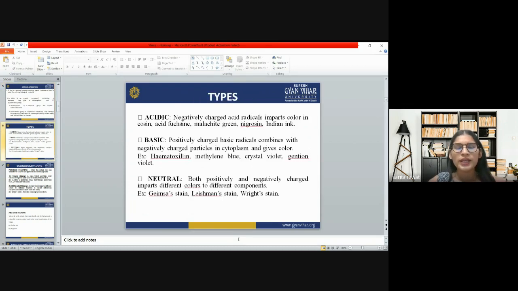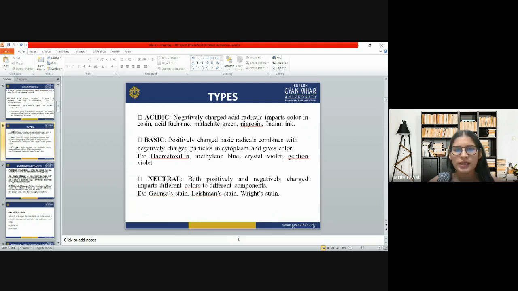Now we have the types of dye. When we see the types, we have acidic, basic, and neutral. While talking about the acidic, we have negatively charged acidic radicals that impart color, like eosin, acid fuchsin, malachite green, nigrosin dye, and Indian ink. These are easily available in any laboratory.